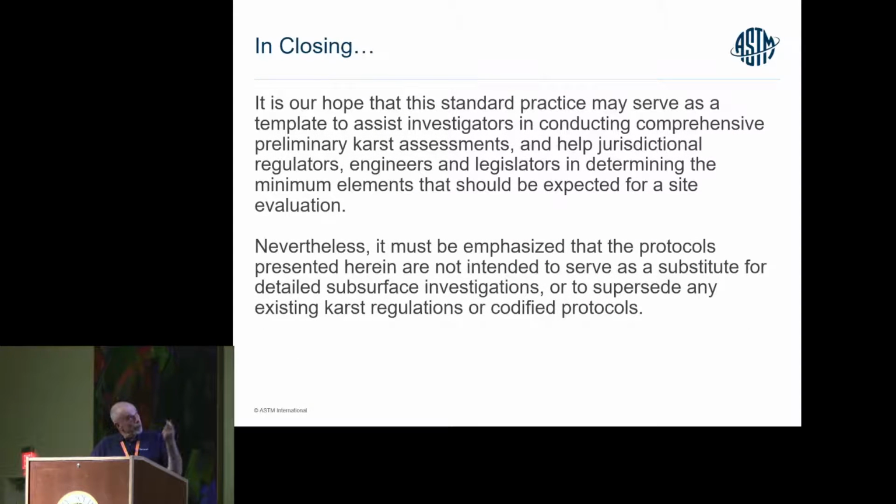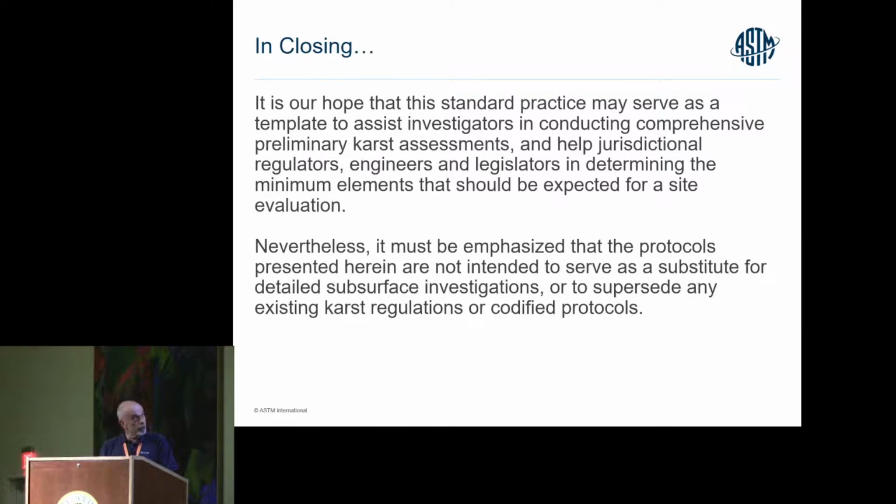And closing, it's our hope, and I am going to read this, it's our hope that this standard practice may serve as a template to assist investigators in conducting comprehensive preliminary karst assessments and help jurisdictional regulators, engineers, and legislators in determining the minimum elements that should be required or expected for a site evaluation. That's the key. The key is that it sets up a standard that says, is running a few resistivity lines a karst survey? No, it's not. You should expect these elements to be embodied in a karst survey, this minimum number of elements.